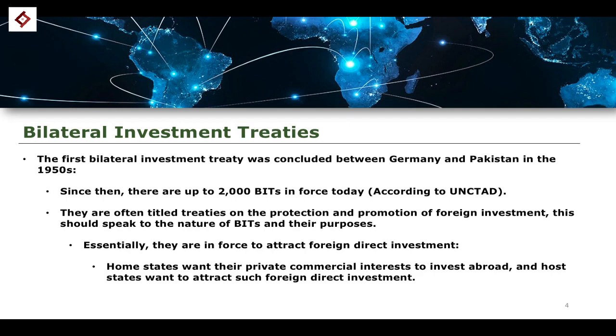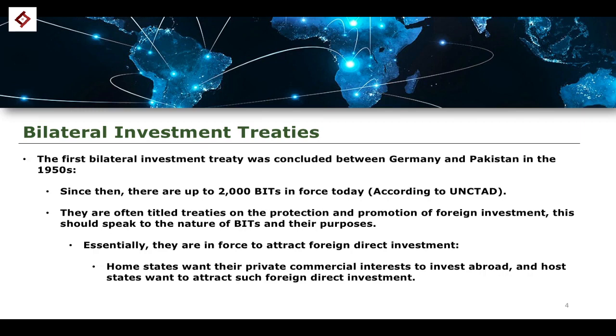Home states want their private commercial interests to invest abroad, and host states want to attract that investment into their country. So I'm just going to do a little bit more terminology here, looking at the distinction between a host state and a home state. Essentially, when we talk about a bilateral arrangement within investment law, we are focusing on three different entities and the relationships that those three entities have. We have a home state, we have a host state, and we have an investor.